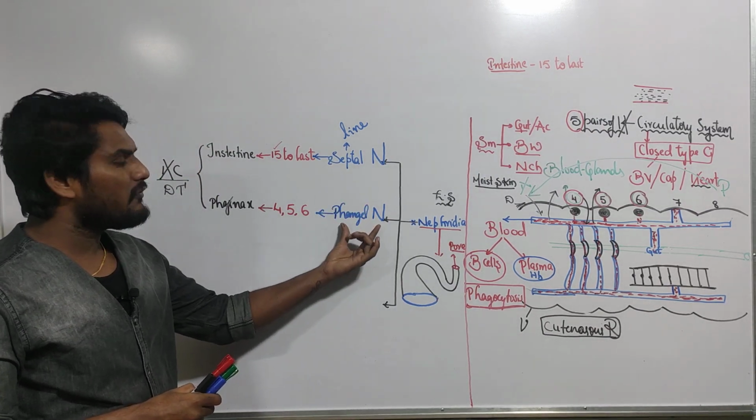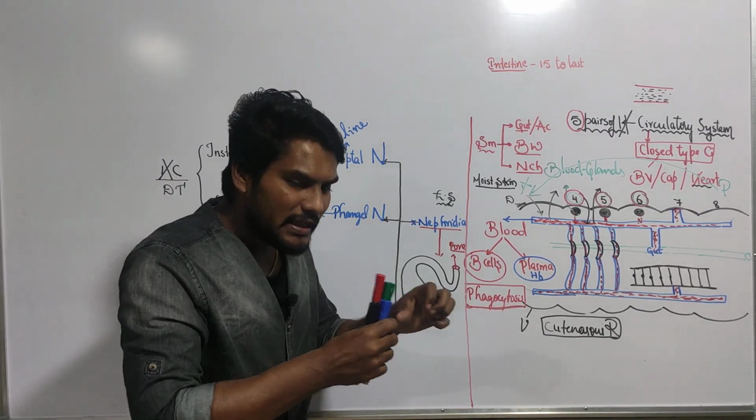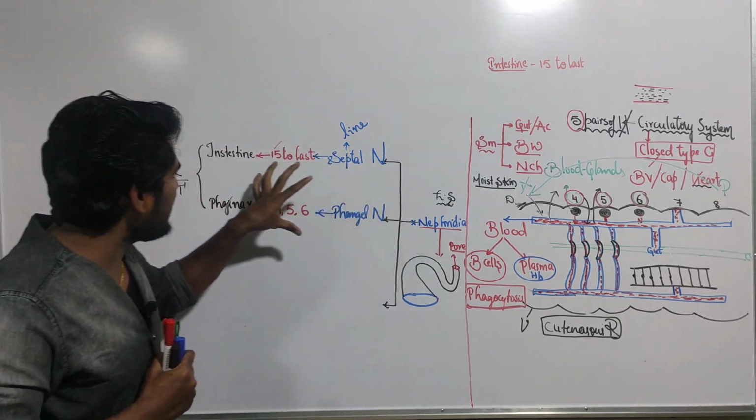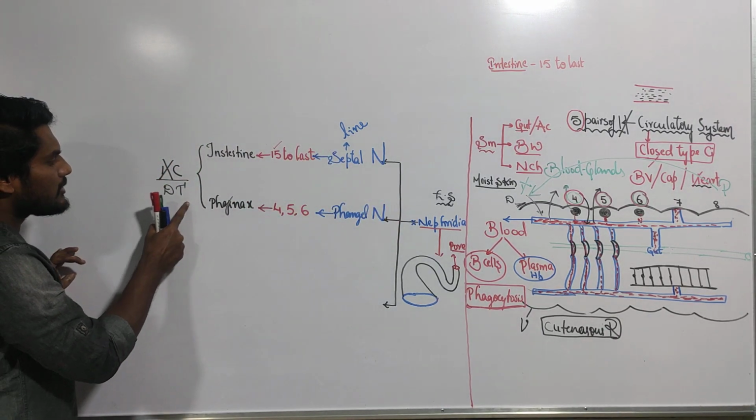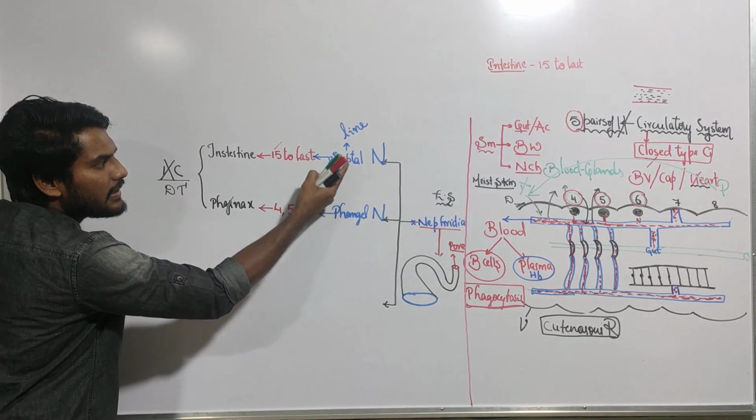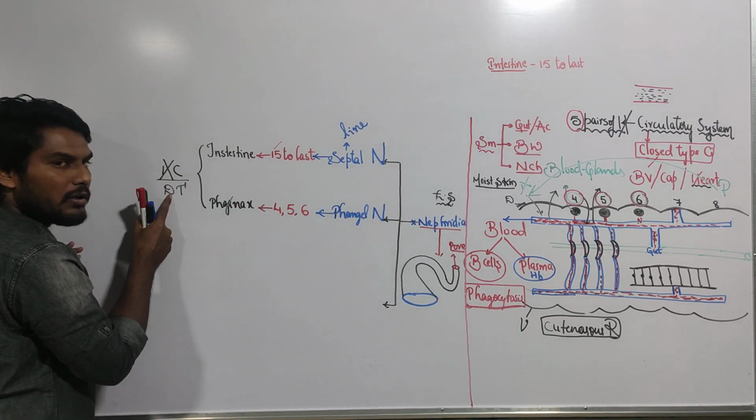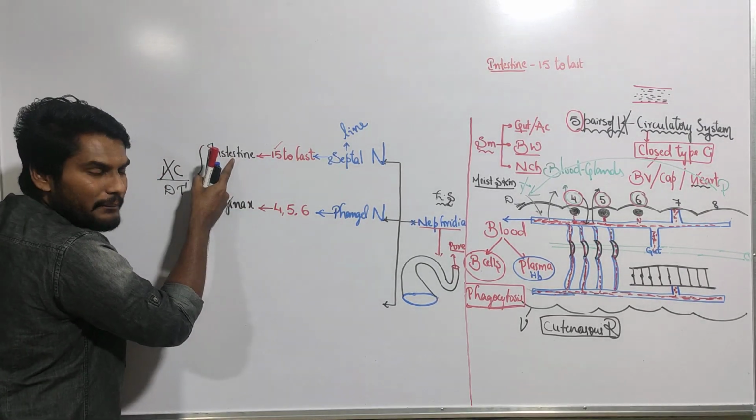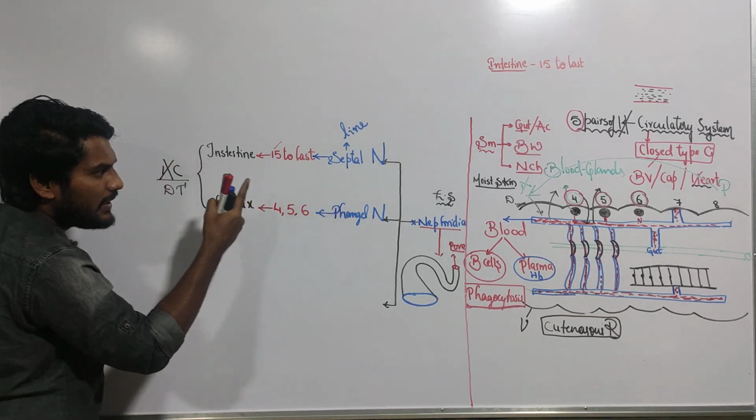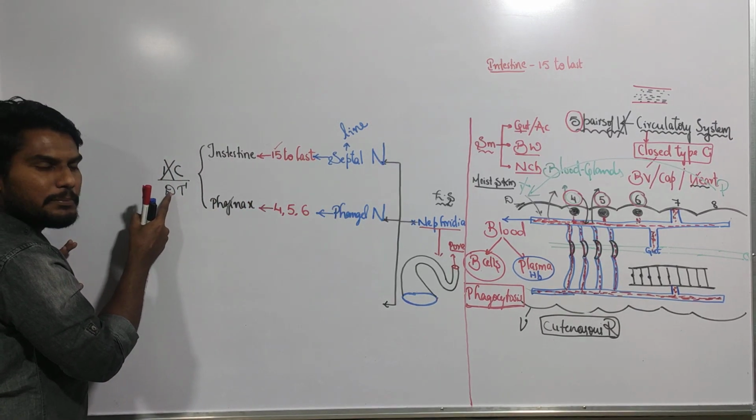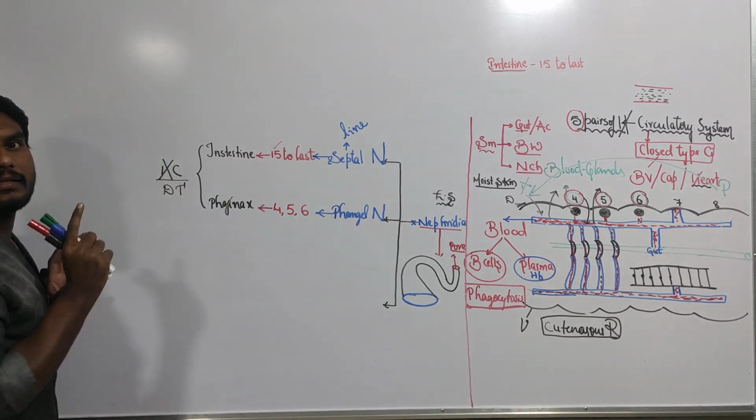Septal nephridia and pharyngeal nephridia collect the waste material and release it into the digestive tube. Septal nephridia release into which part of the digestive tube? Intestine. And pharyngeal nephridia release the waste material into which part of the digestive tube? Pharynx.